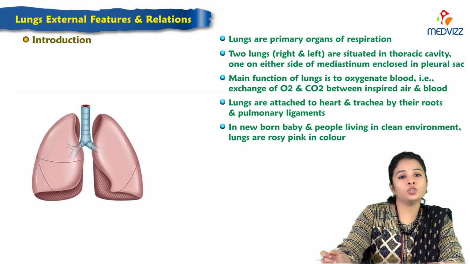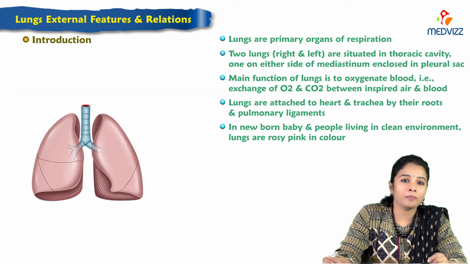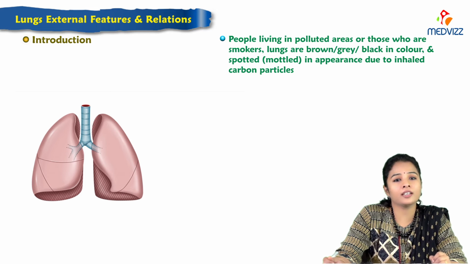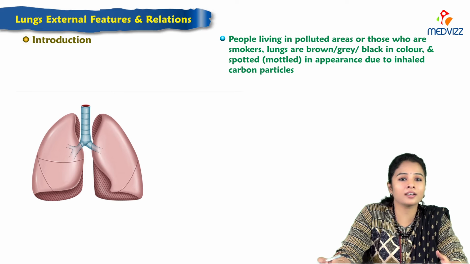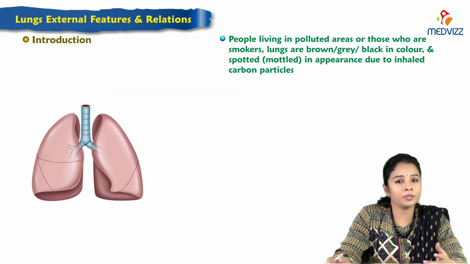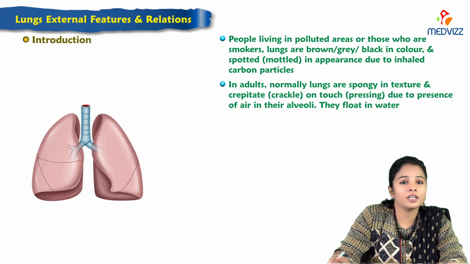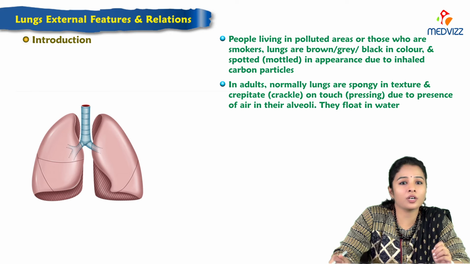If we see a newborn baby and people living in a clean environment, the lungs are rosy pink in color. But in people living in polluted areas, or those who are smokers, the lungs are brown, gray or black in color, spotted, and appear mottled due to the inhaled carbon particles. In adults, normally the lungs are spongy in texture, and if we press, we can hear a crackling sound, which is called crepitation.